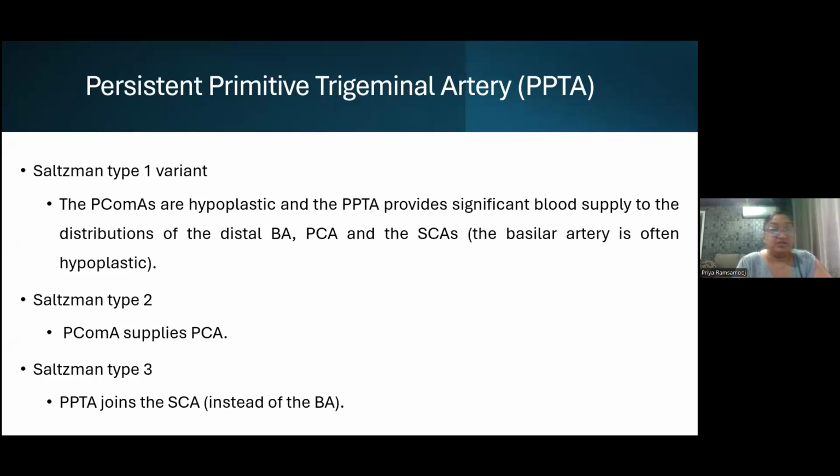There are 3 variants, type 1, 2, and 3, by Saltzman. I've just included it so that we can know it. In type 1, the PPTA supplies the distal vertebrobasilar arteries. In type 2, it supplies the posterior cerebral artery, and type 3, it joins the SCA. Right, and we can go further into describing the different types of type 3. There are 3 of them: type 3A, B, and C. We can read a little bit more of that in our free time, in the interest of time.